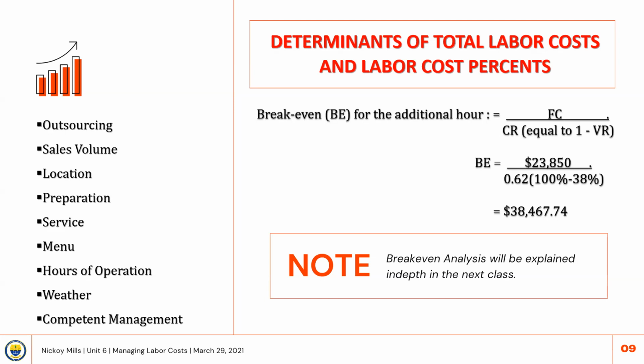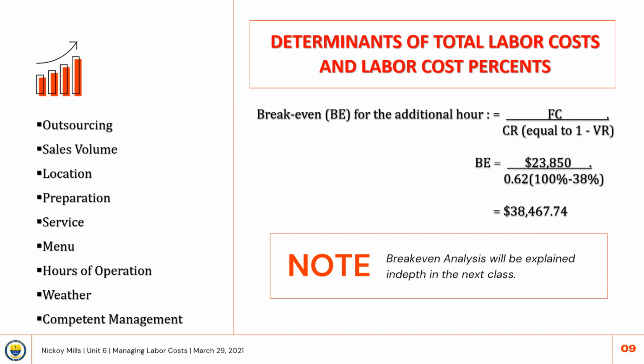Now the variable rate here is 38% because we said that variable cost, including food, beverage, linen, and miscellaneous expenses, are estimated at 38% of each dollar of sale. Right, so it will be 23,850 divided by 1 minus 0.38, and that would give you 0.62. And so it's 23,850 divided by 0.62, which would give you $38,467.74. That means that you would have covered your fixed cost.